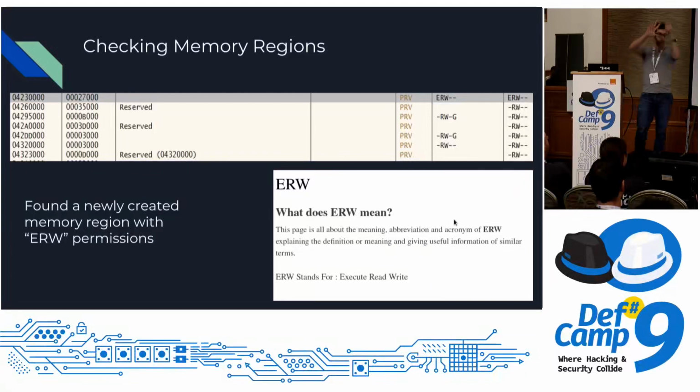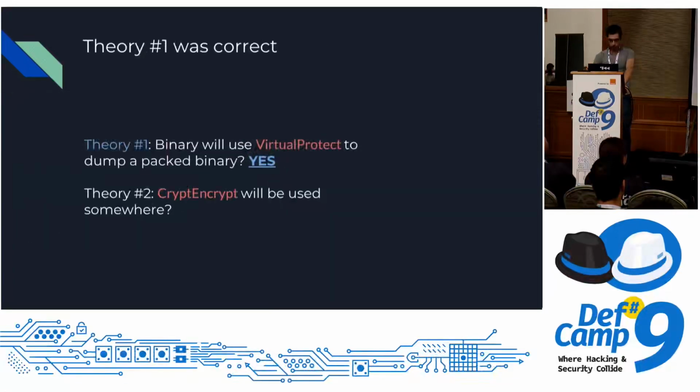A paint program has just used VirtualProtect on an import that's not listed, it's hidden, and it mapped out a section of memory with ERW, execute, read, write. So if you ask me, this is happening because it's trying to unpack the binary. Theory number one was correct. We know how it's working right now.